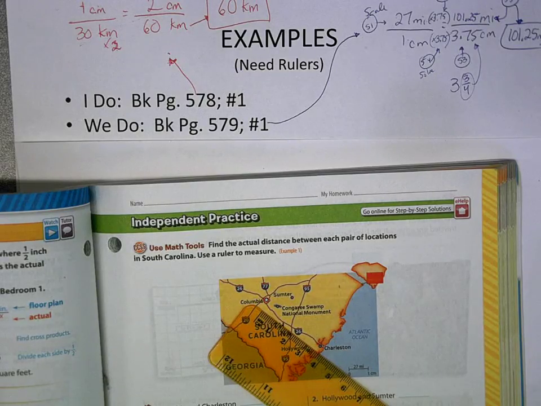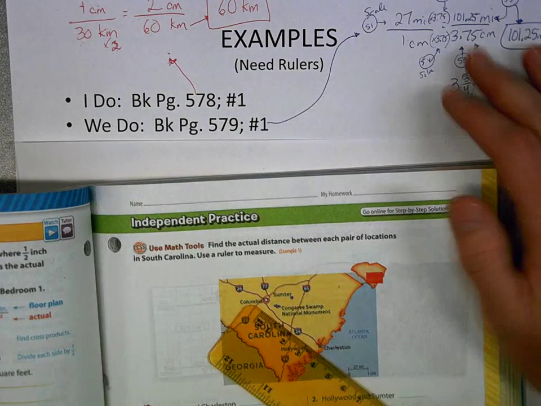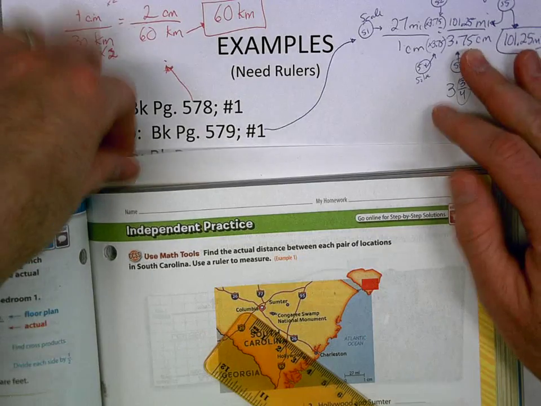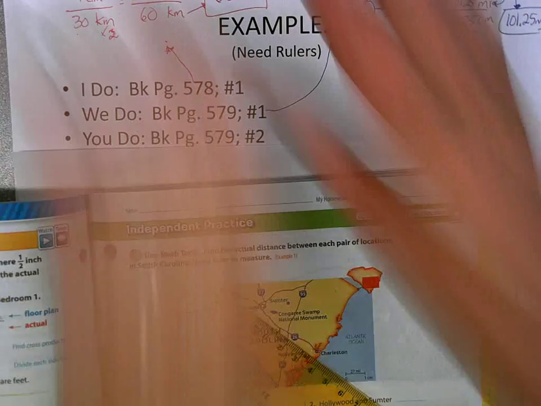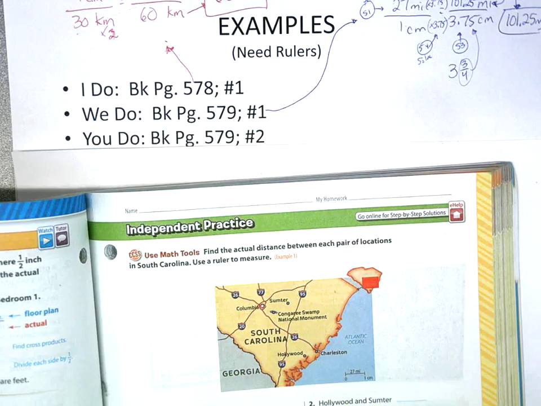Okay, other questions? Okay. All right, so here's what I want you guys to try out. I want you to try out the very next problem, problem number 2. I'll give you guys 1 minute. I'll check in with you guys in 1 minute. Go.